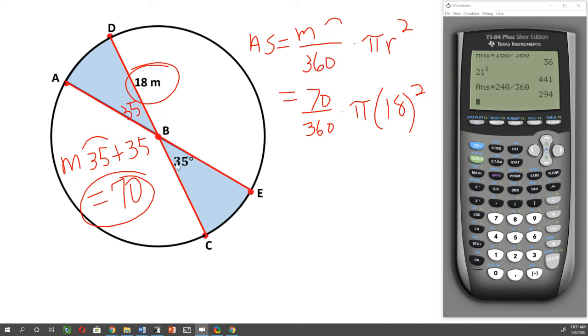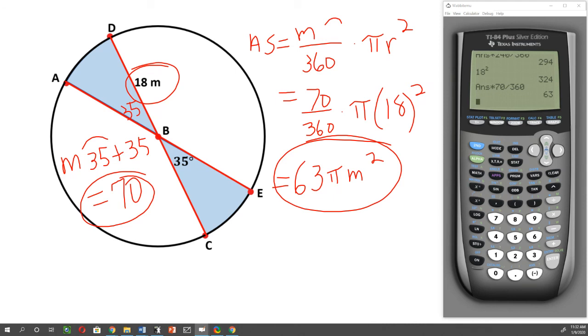And so now again, this is just a calculator problem. So 18 squared. Hit enter. You don't have to, but just go ahead and do that. Times the numerator, divided by the denominator. And so that sector measure is 63 pi meters squared.